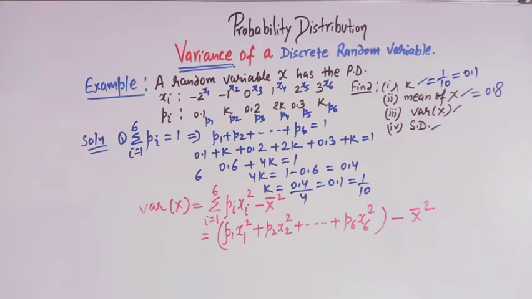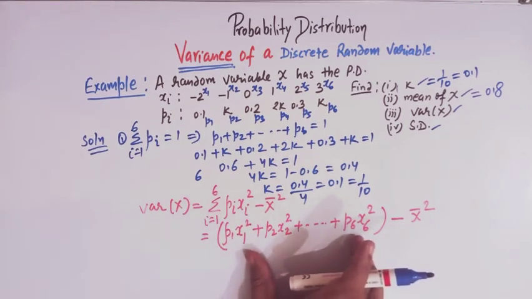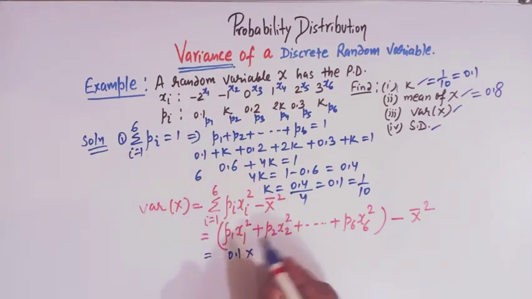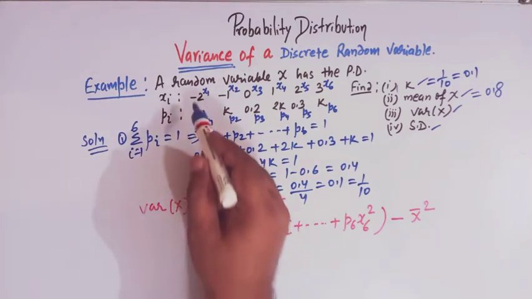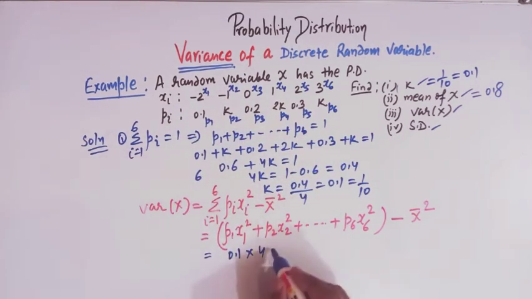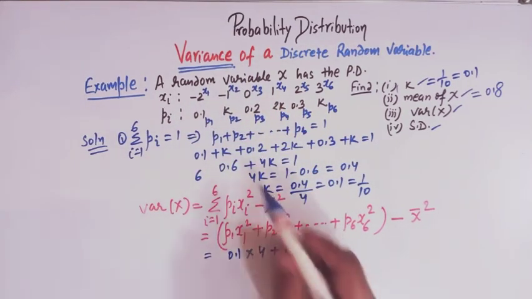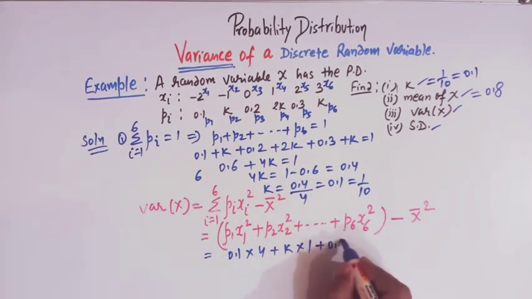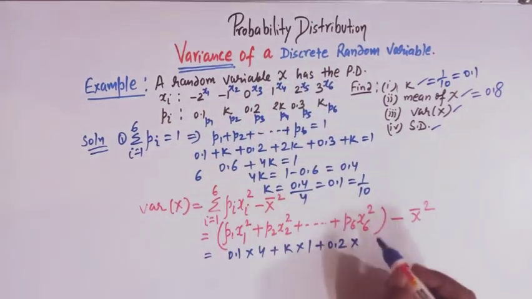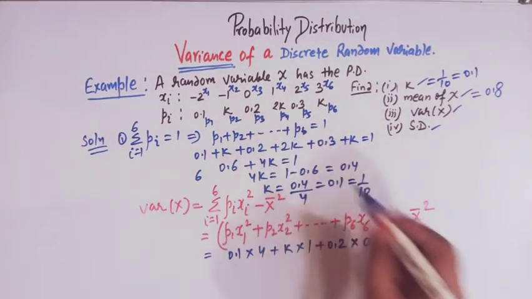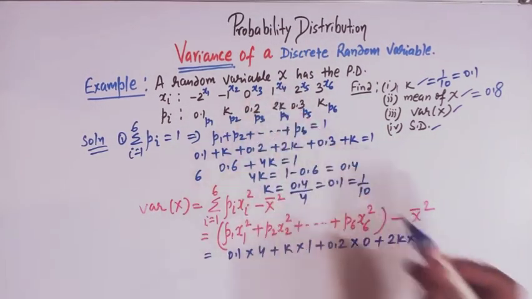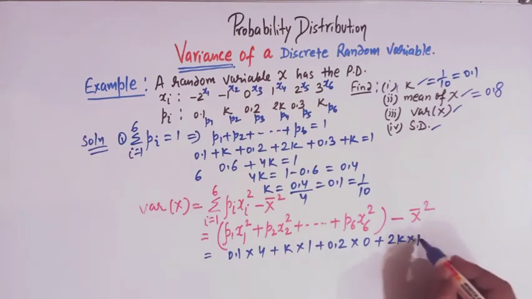Okay, so now in order to get this term, what is p1? P1 is 0.1, and x1 is minus 2, and minus 2 square is 4, right? Similarly, we have k times minus 1 square, because x2 is minus 1, so minus 1 square is 1. Then we have 0.2 multiplied by 0 square, which is 0. Then we have 2k times 1 square, because x4 is 1, so this is 1 square, that is 1.